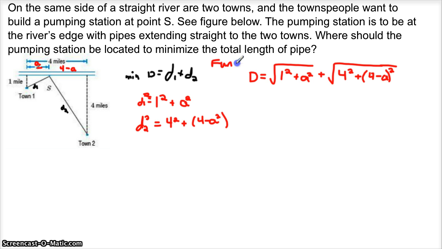So here's my function, because the main purpose of the constraint is to make it so you can only have one variable in your function. And in this case, I only have one variable to start with. So this is a case where you actually don't even have a constraint. The constraint actually is here, this 4 miles, and this has to be 1 mile, and that has to be 4 miles. So in a way, I've already used the constraint within my function that I'm trying to minimize.